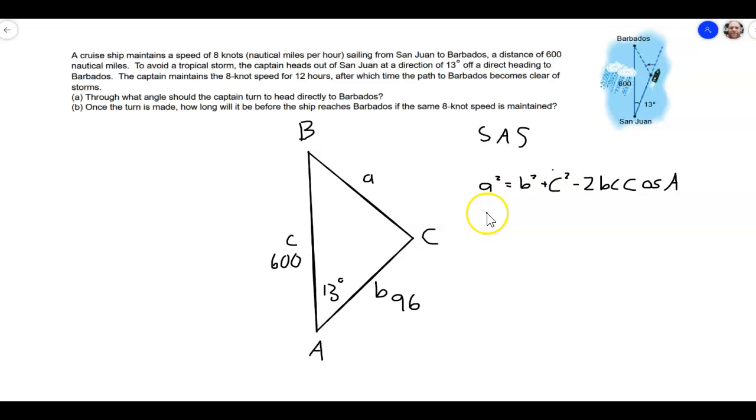All right, so let's go ahead and plug in our values. So A squared is going to be equal to B squared, so that's 96 squared, plus 600 squared, minus 2 times 96 times 600 times the cosine of 13 degrees. All right. Now we're just going to put this in our calculator.